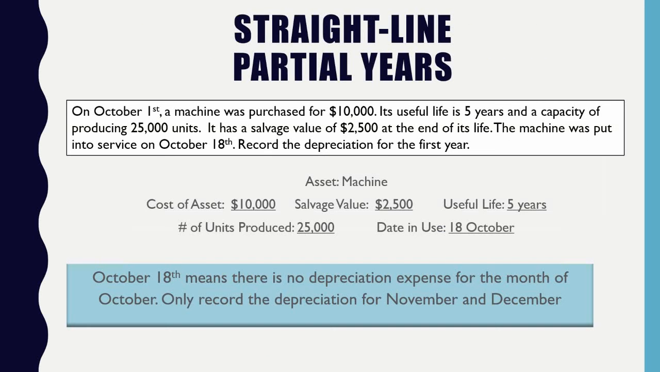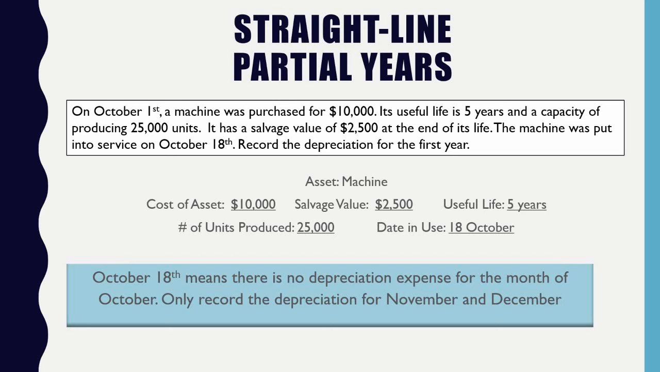Okay. So now, what happens when we place our asset into service later on in the year? So this example here is that we bought a machine that's $10,000 with a useful life of 5 years, and it should have a salvage value of $2,500 at the end of its life. But this time we placed it in service as of October 18. So record the depreciation for this.